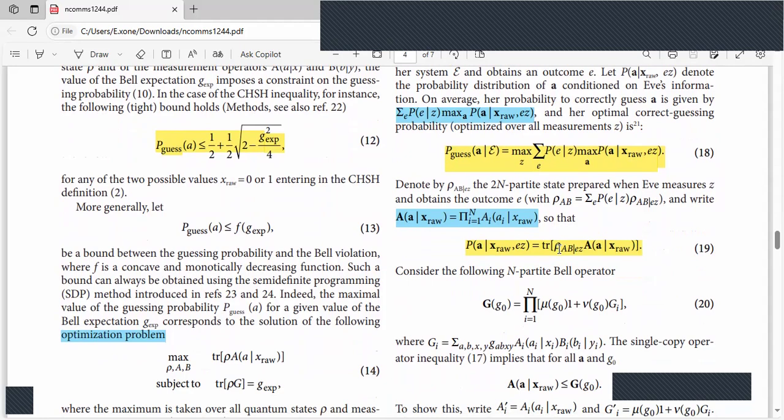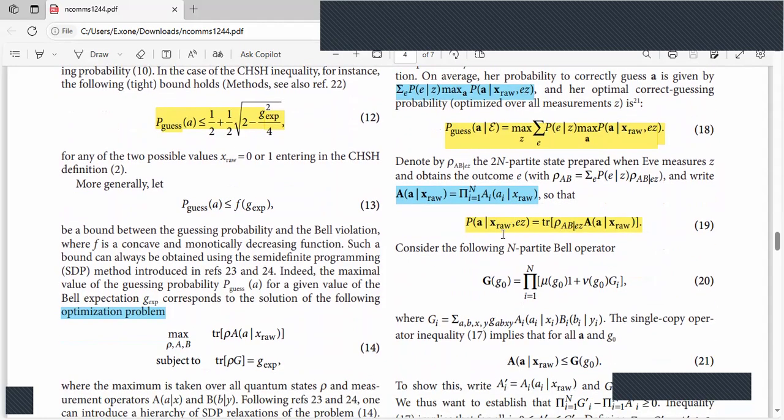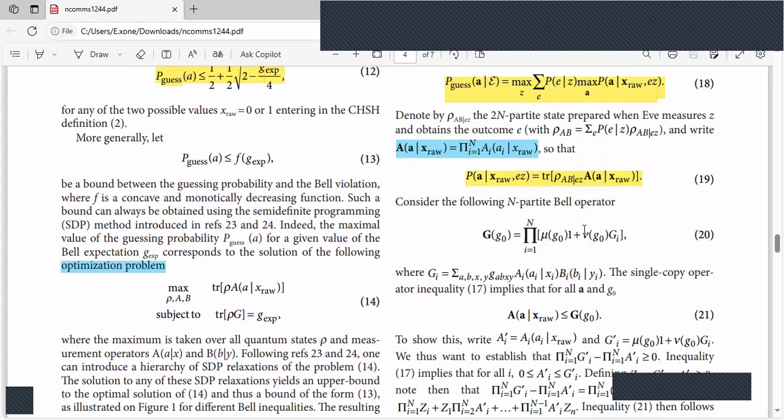So we have n operators given in this kind of form, and the probability distribution of L's outcome depending on the Eve measurement is given in equation 19. This is a general form of the result, where rho AB is conditioned on Eve's measurement and her outcome. The generalized form of the Bell operator is given in equation 20.